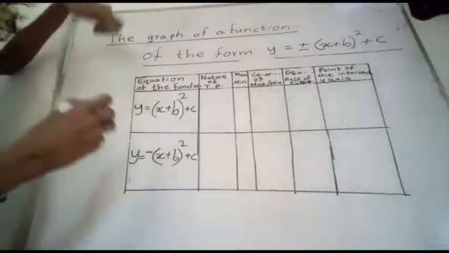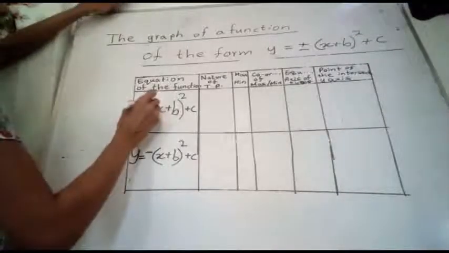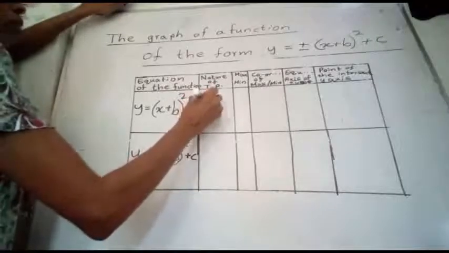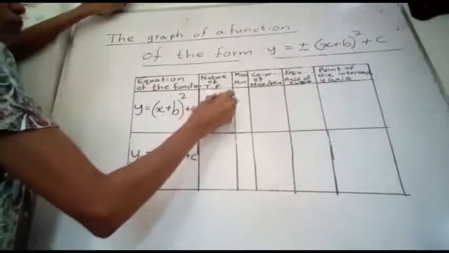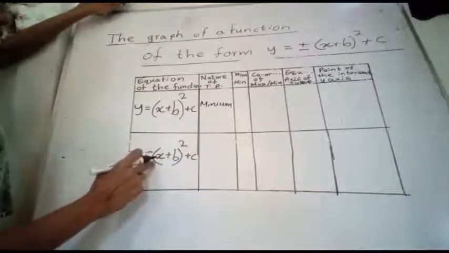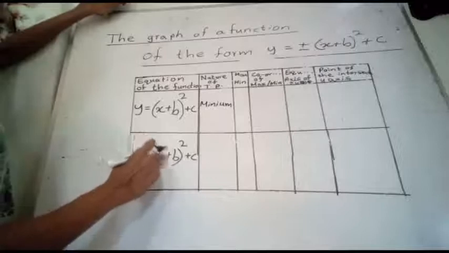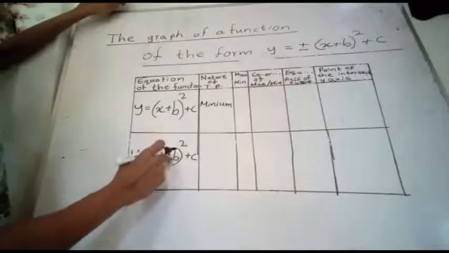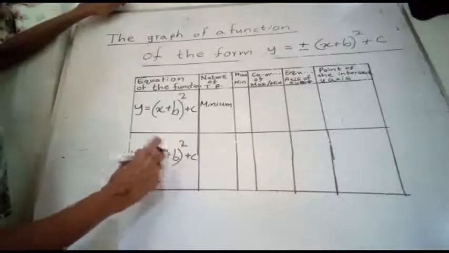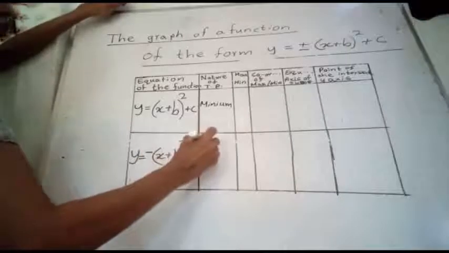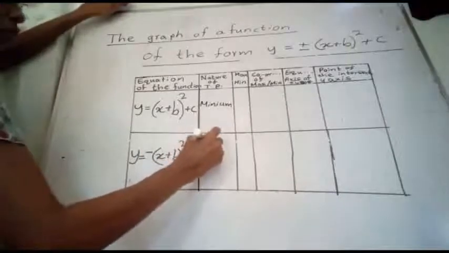Minimum point. Here the sign is positive, so it is a minimum. Here the sign is negative. y equals negative times square root of x plus b plus c. Here the sign is negative. The nature of the turning point is maximum.